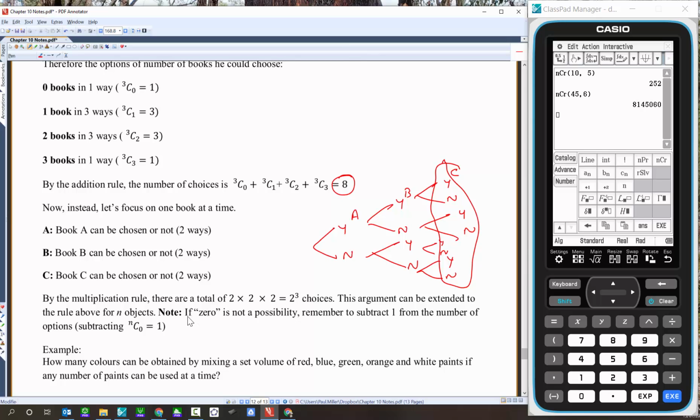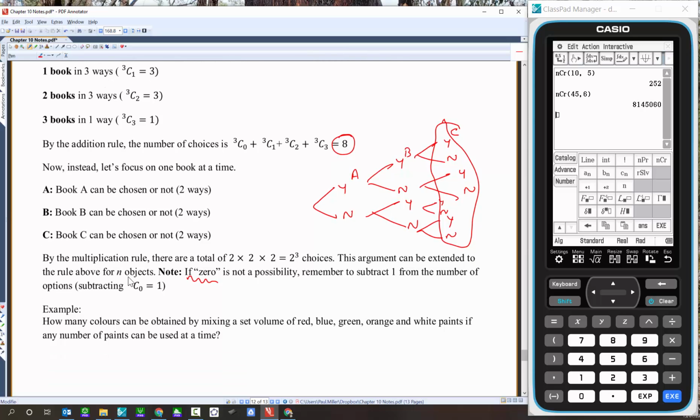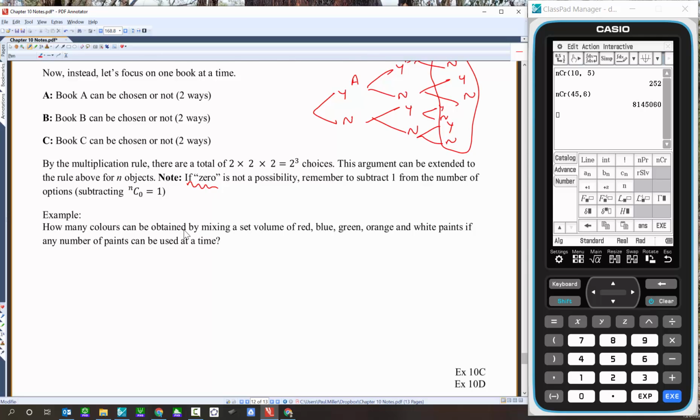And just one thing to note, if 0 is not a possibility, remember to subtract 1 from the options. Right, so how many colors can be obtained by mixing a set volume of red, blue, green, orange, and white paints if any number of paints can be used at a time? So what does that mean? Well, I can either use red or not use red, blue or not blue, green or not green, orange or not orange, white or not white. So that's this situation here. We've got 1, 2, 3, 4, 5. This is going to be 2 to the 5, and that equals 32. So 32 different colors.